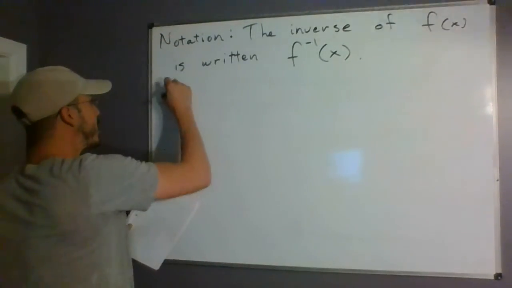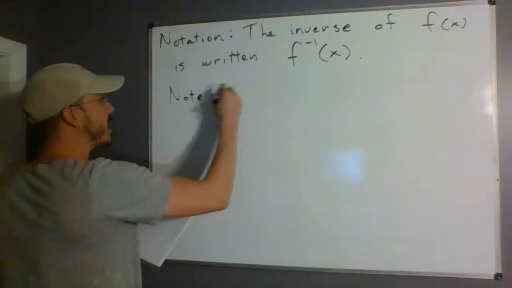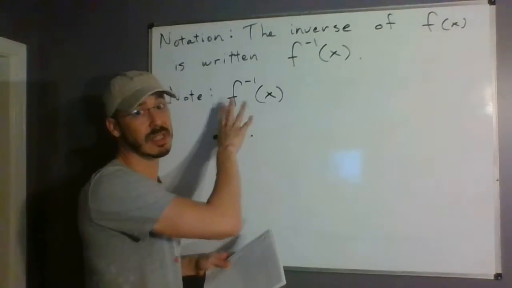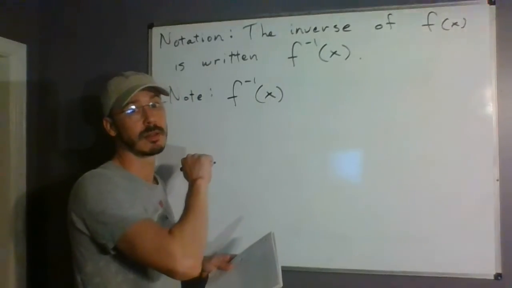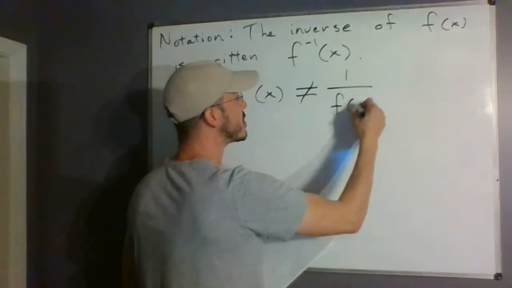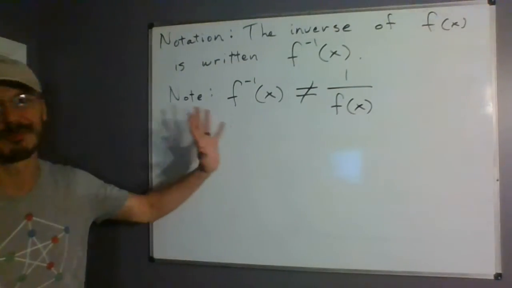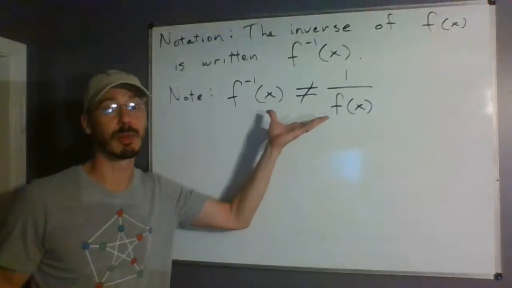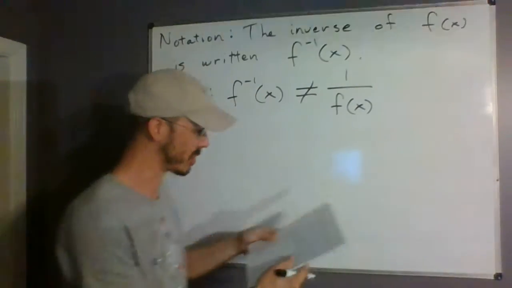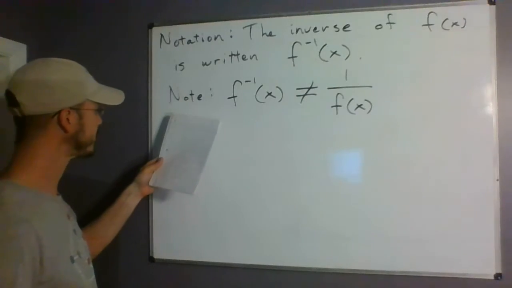And I do want to make an important note that f inverse of x is not f to the -1. It's not 1 over f of x. Very rarely that might be a coincidence, but that's not what the notation means. It means the reverse function, or the reverse process.